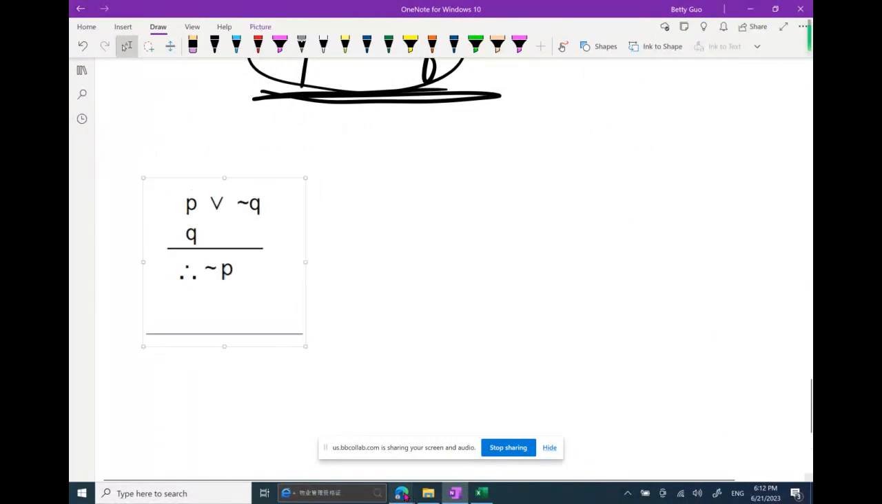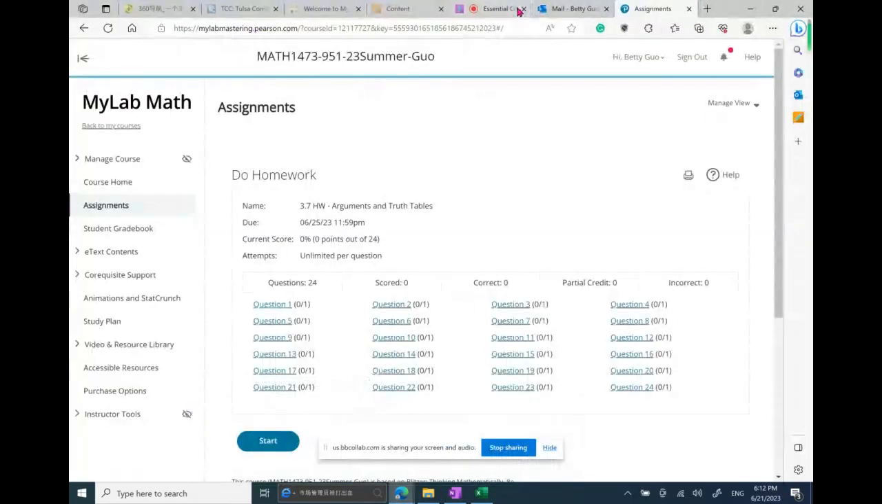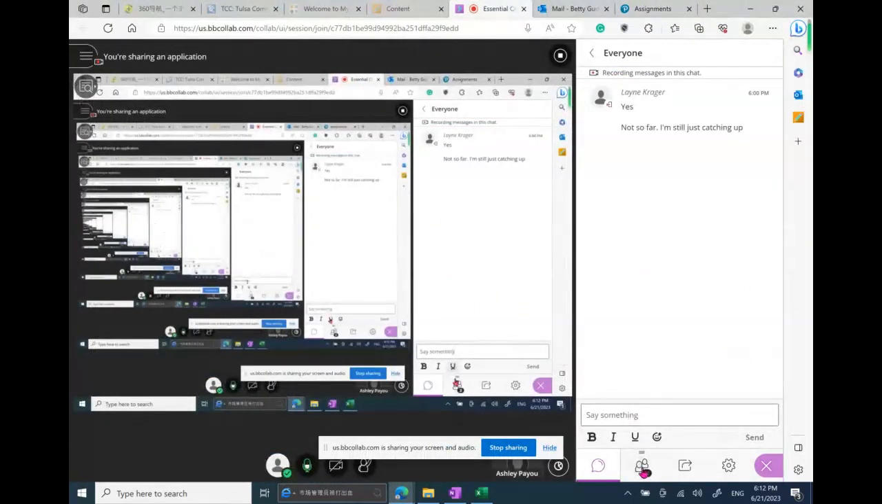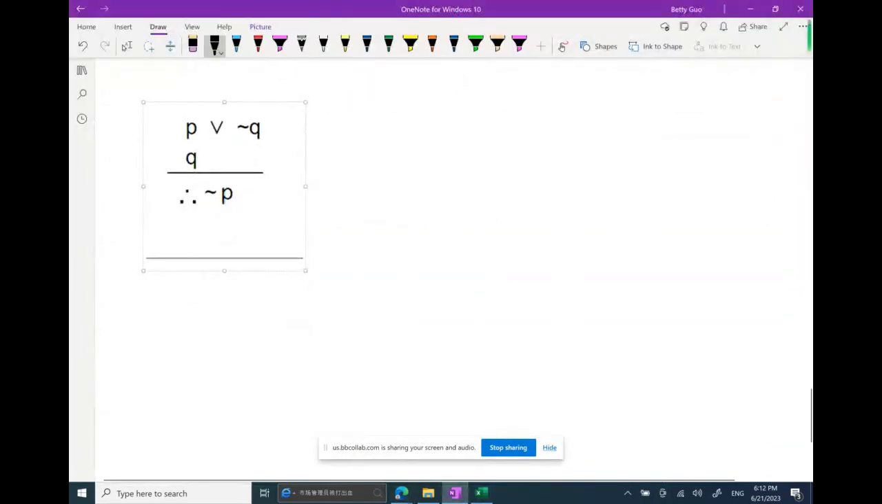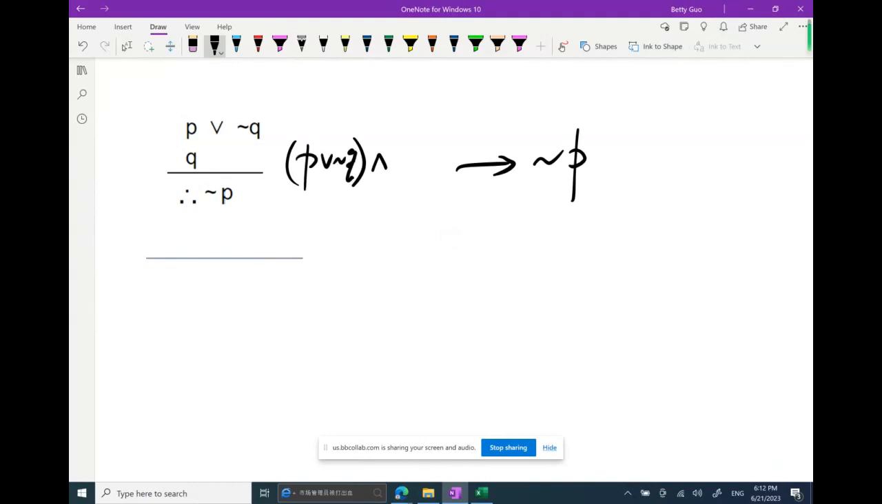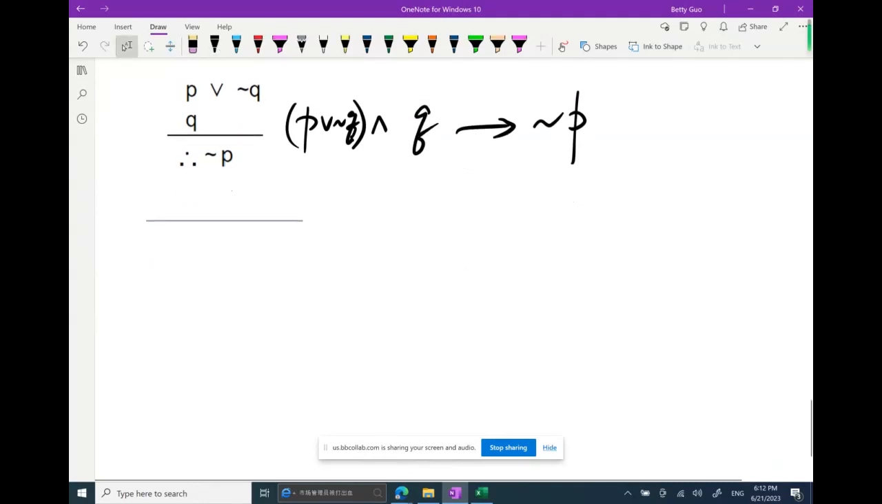Translate with the equivalent conditional statement first. Okay, we have Ashley and then Natalia join us. Now let's translate. So this can be translated as a conditional with the conclusion as consequent, not P. And the antecedent has two parts, so it's a conjunction. The first piece is P or not Q. Second piece is Q, right? So let's make a table for that.